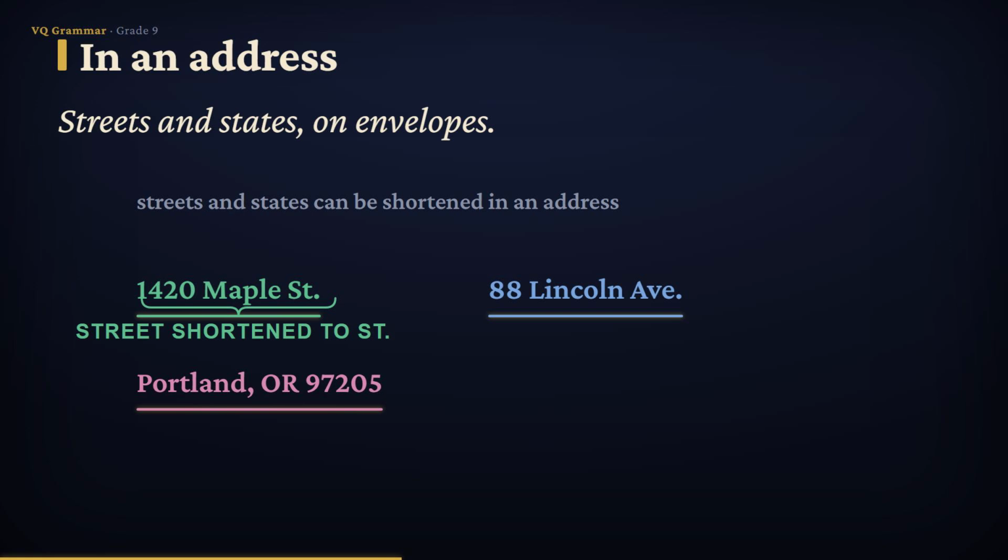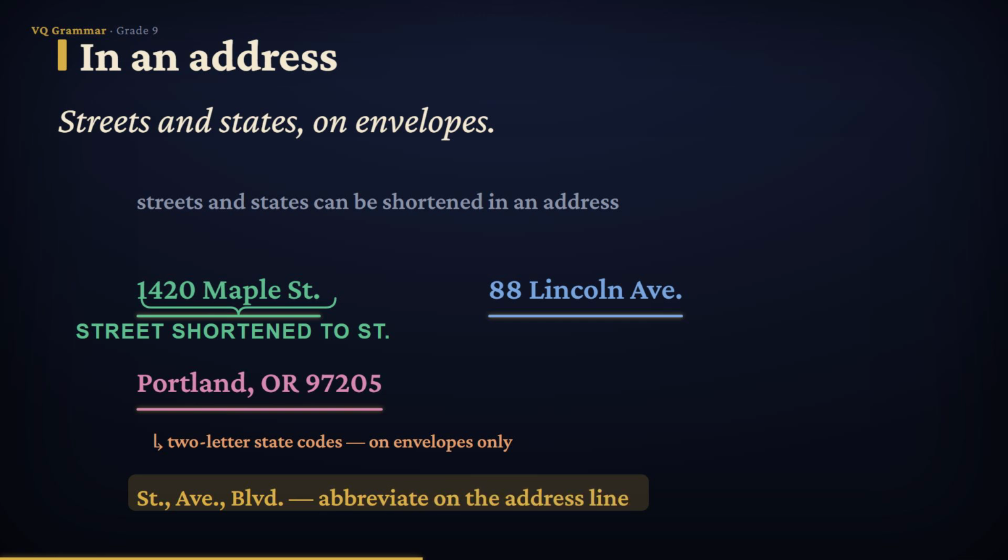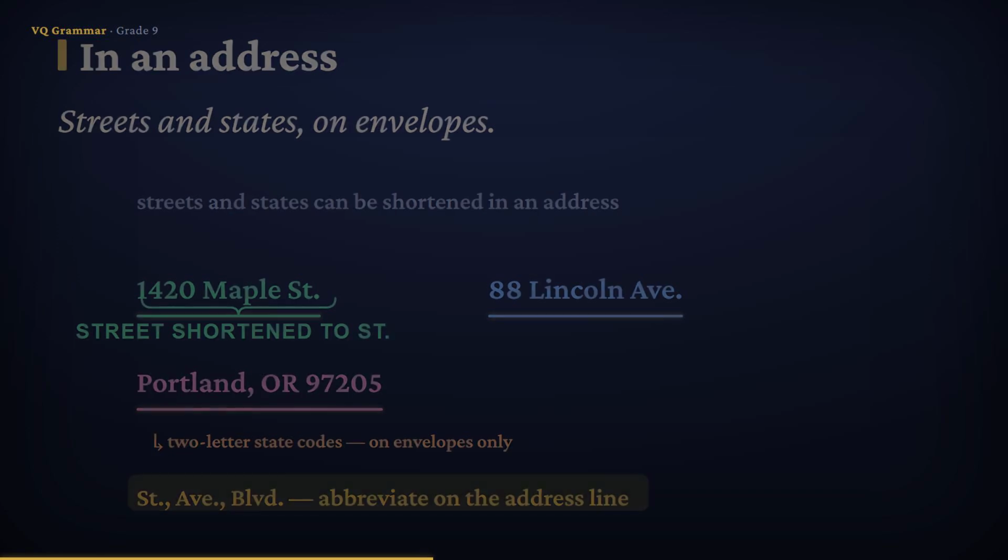But here's the key limit. Those two-letter state codes belong on envelopes and mailing labels only. In an ordinary sentence, you'd still write out Oregon in full. So use street, avenue, and boulevard abbreviations on the address line, but spell them out when you're just writing prose.